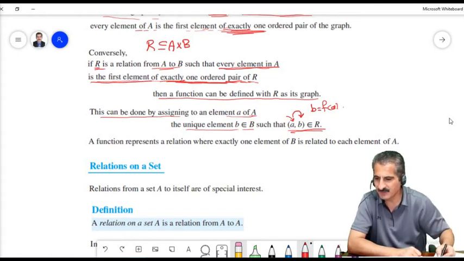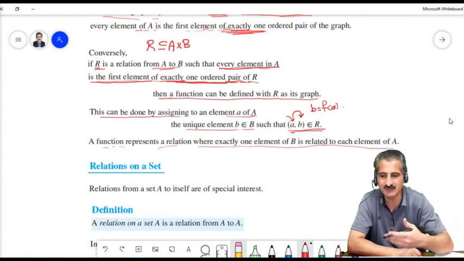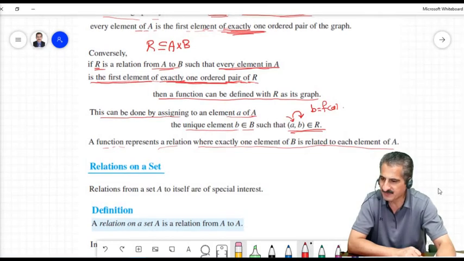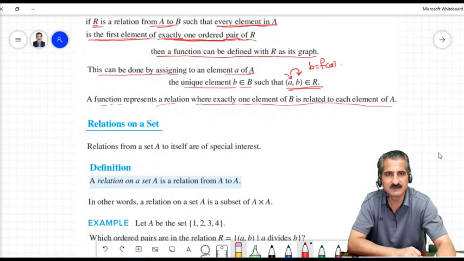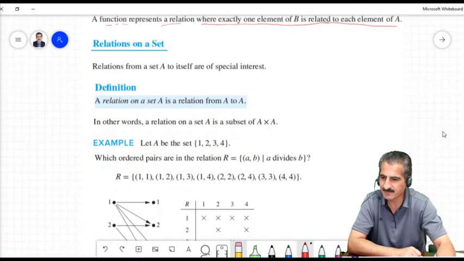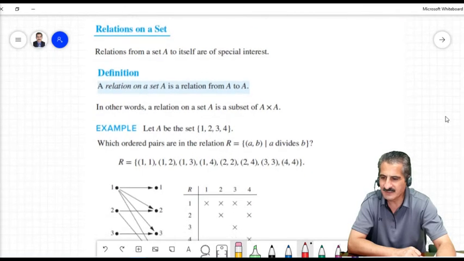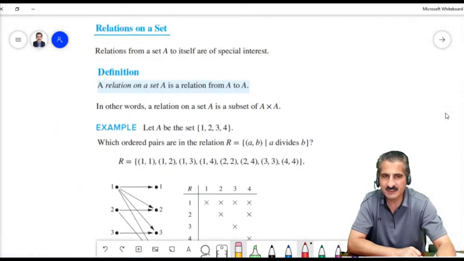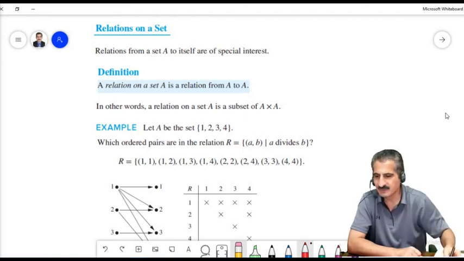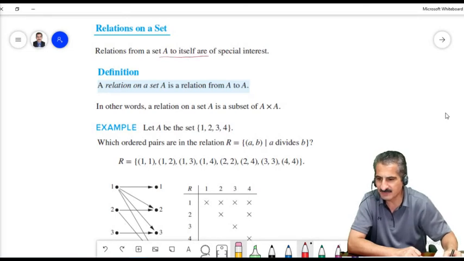So a function represents a relation where exactly one element of P is related to one element of A. So this is a repeating of what I said. Functions give relations, and some relations under some conditions give functions. Relation on a set. So we are saying a relation from a set A to set B. It could be from a set A to A itself. So relations from a set A to itself are of special interest.